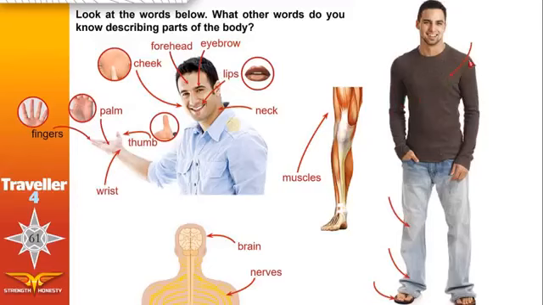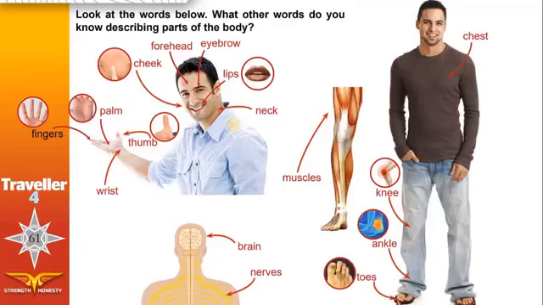This is the chest. Chest. And this joint is called the knee. No K. Knee. The ankle. Ankle. The joint between the foot and the leg. Between the thigh and the leg is the knee. And these are toes. Toes. This is the shoulder.